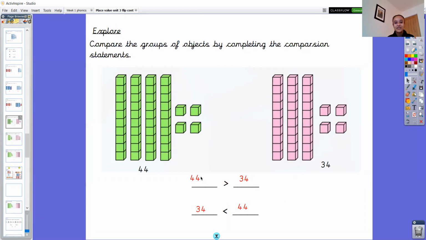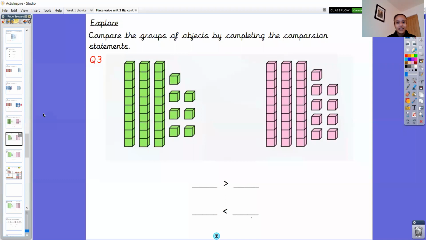Can you see how we've used the same numbers, but we've switched them around, and it's made the comparison statement different? Okay, ready? 44 is more than 34. 34 is less than 44. Brilliant, well done, year one.